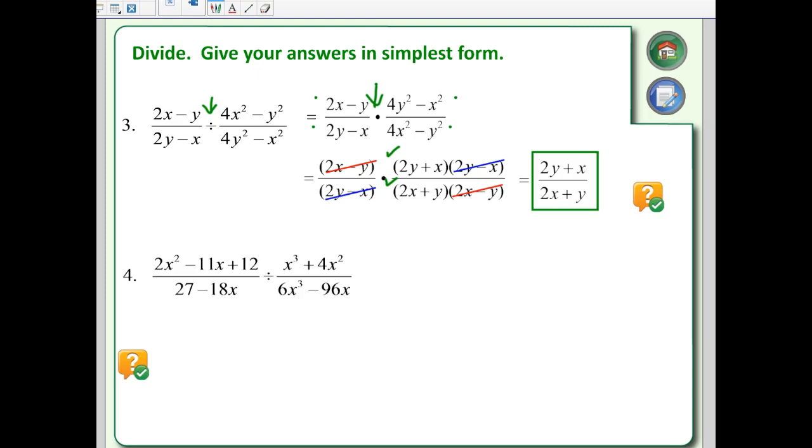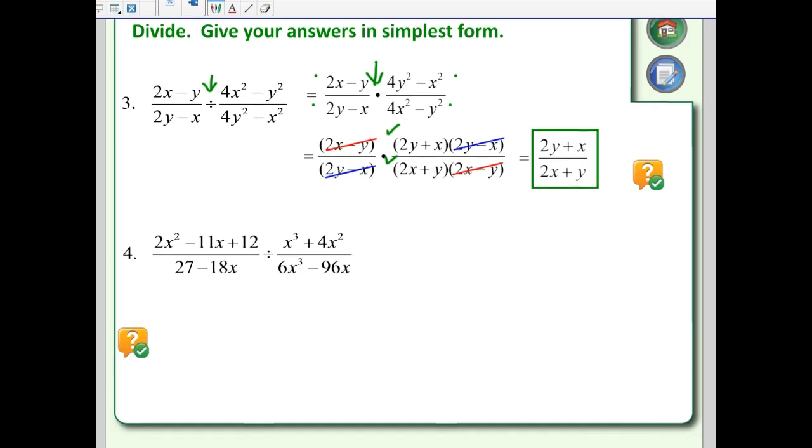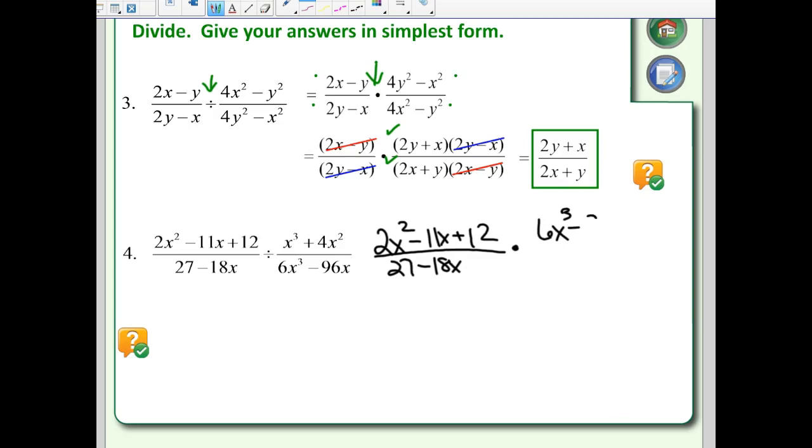All right, so let's look at number 4. Remember the first thing we have to do, and I think I'll actually write this one out. It's going to take a little bit of room, but we'll get it done. Take the first one, 2 minus 11x plus 12 over 27 minus 18x, and we're going to multiply by the reciprocal. So that's why I'm flipping the second one.